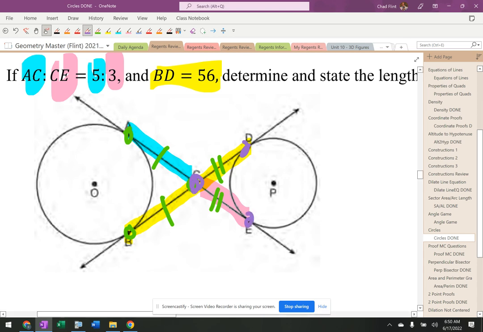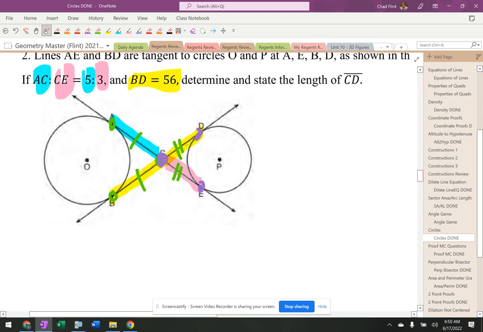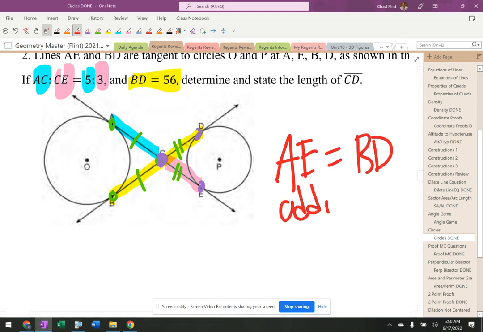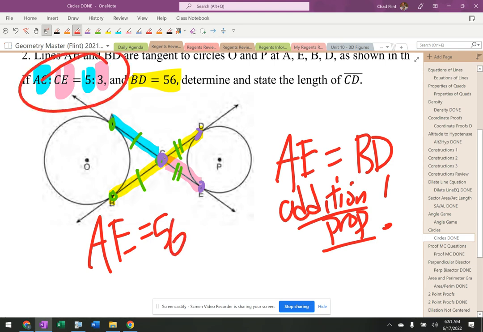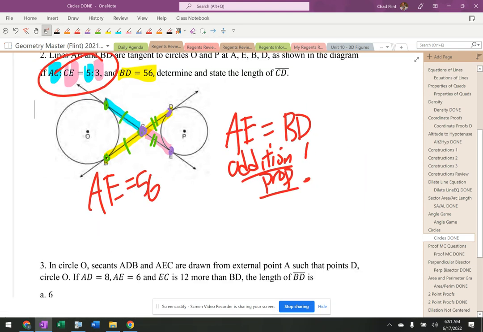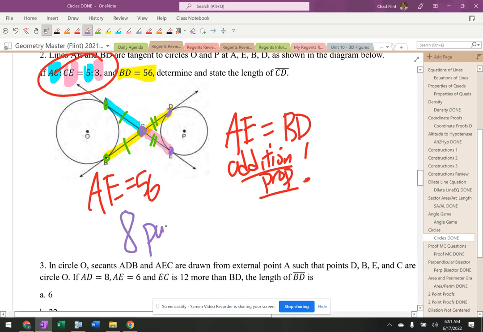All right, because I have two pairs of equal parts, I know that AE has to be equal to BD because of the addition property. Okay, so I know that that has to be true. So what I know is that AE is 56, and I also know it has this ratio. All right, and we've talked about ratios before. It means that 5 parts and 3 parts make up that. So there's 8 parts in that thing. So 56 divided by 8 is 7. All right, which means each part is 7.